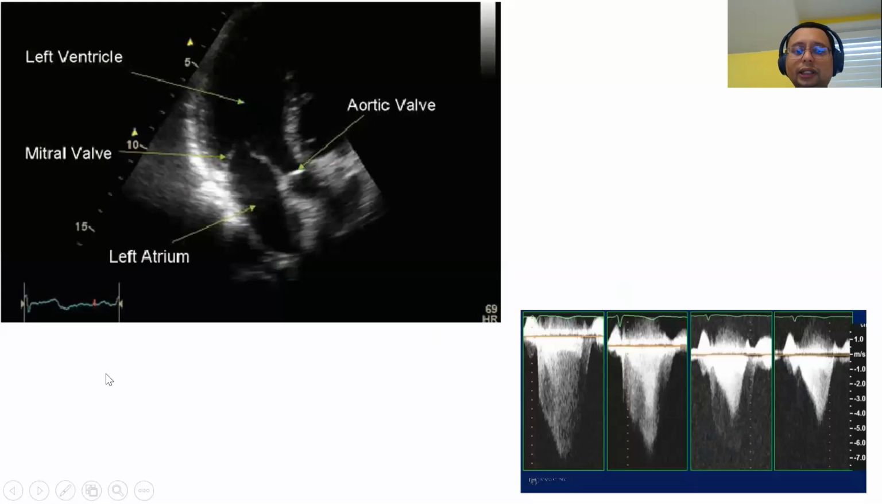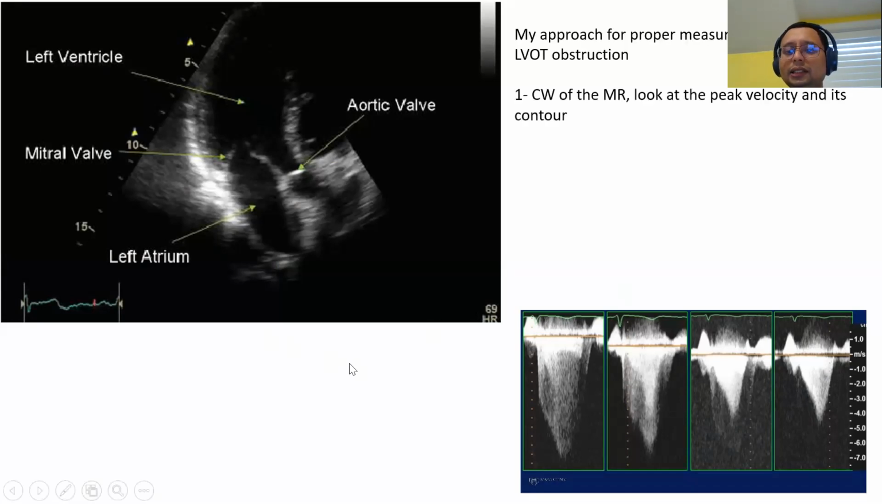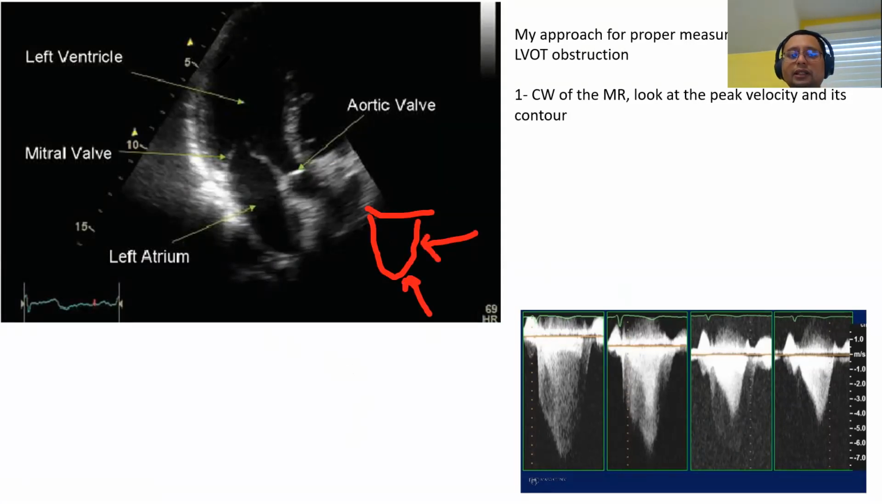So I wanted to give you a tip. Okay, I think this is very important, of how I measure dynamic LVOT obstruction and how I make sure that I am doing it correctly. So what I do, number one, I do straight away continuous wave Doppler of the mitral regurgitation. What I want to know is that peak velocity. So I just go to the mitral valve and straight away I want to see what is the peak velocity and how is the shape of the parabolic. Okay, that is the first thing that I will do.